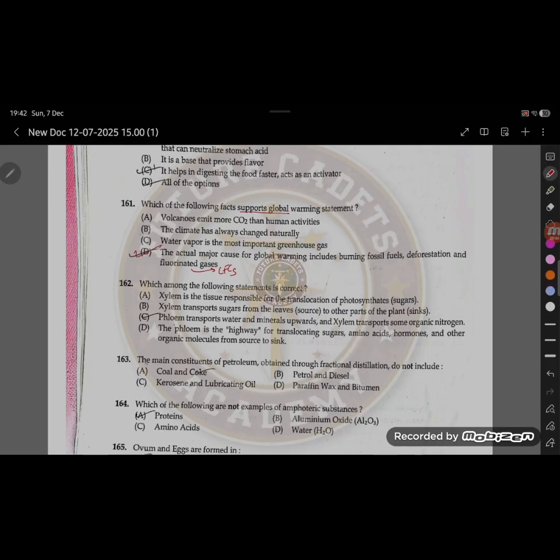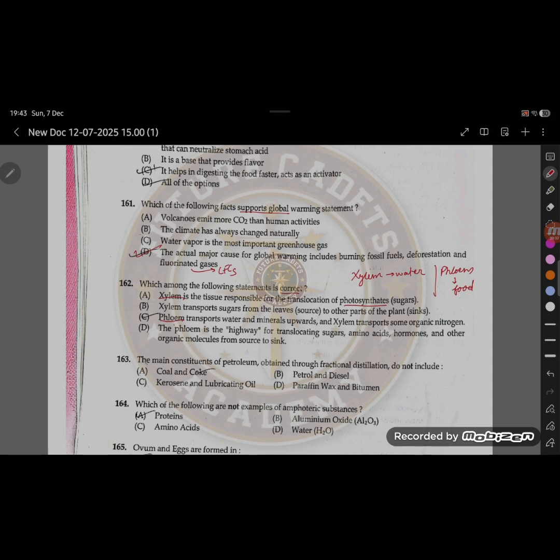So let's move to question number 162. Now it talks about the correct statement. So let's read all of them. Now A, xylem is the tissue responsible for translocation. Now you can see it's about xylem and phloem. So for basics, xylem is the one which transports water and minerals from roots, and phloem transports food. So it will start from xylem and then it will go to phloem, right? Is it the tissue responsible for translocation of photosynthates?